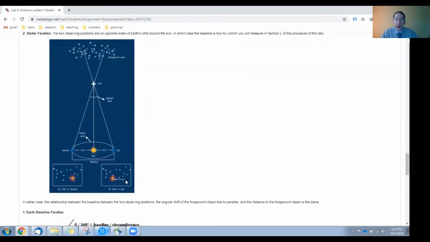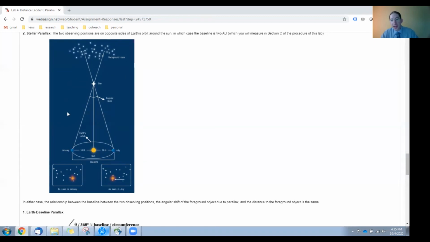Now, the other scenario is for when you want to measure the distance to objects much farther away, such as nearby stars. And for this, you need a much larger baseline. So instead of using Earth's diameter, we use the diameter of Earth's orbit. And since the radius of Earth's orbit is 1 AU, the diameter is 2 AU, 2 astronomical units, always when doing a stellar parallax calculation. Also, when doing stellar parallax, the observations have to be carried out 6 months apart, because that's how long it takes to get from one side of the orbit to the other.